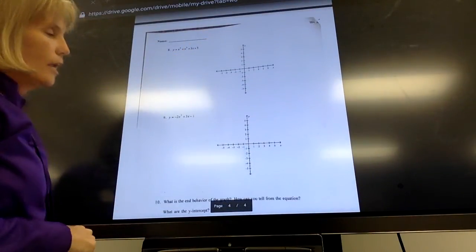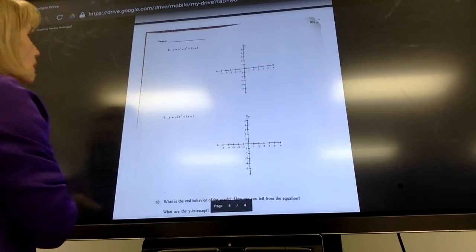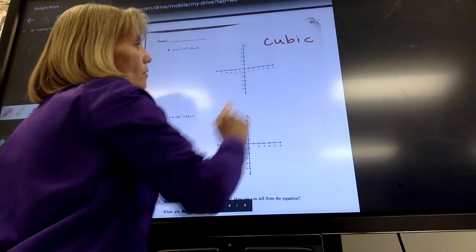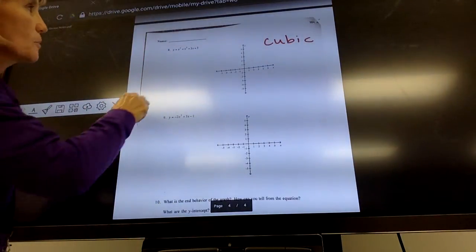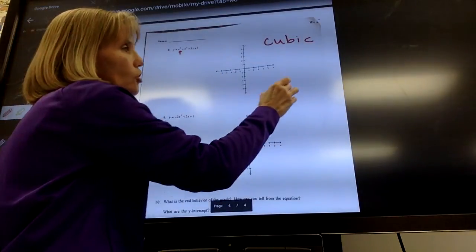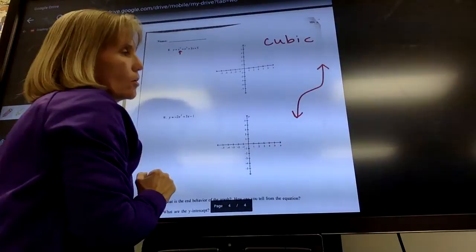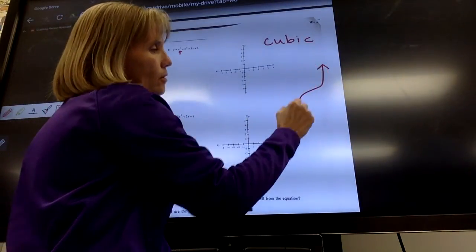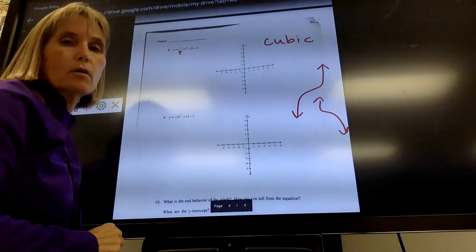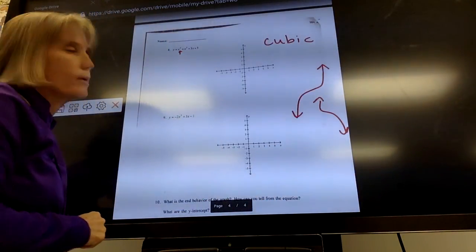You get to questions 8 and 9. Those types of equations are called cubics, because we have exponents here that are 3. That makes it a cubic. We expect cubics to look like this on the graph. They might start down and go up, or they might start up and go down. But that's what we expect the graph to look like because my exponent is a 3.